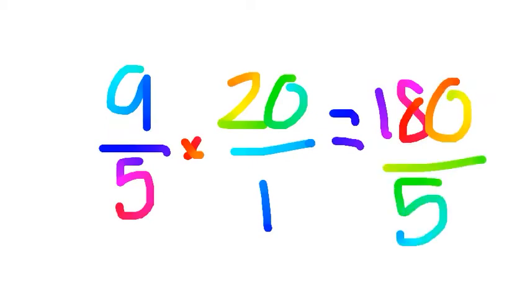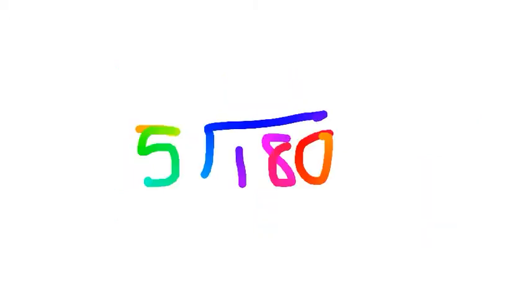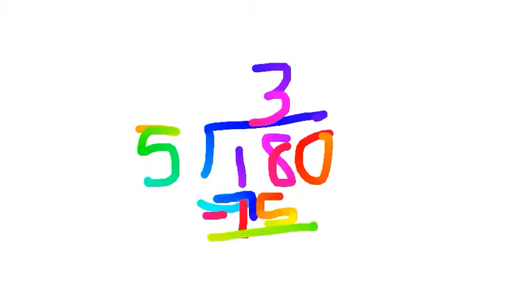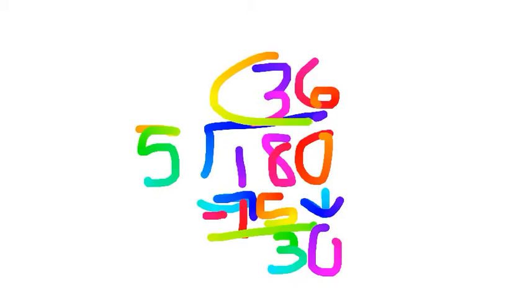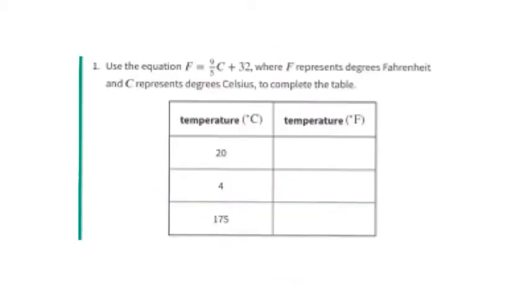What I can do here is just reduce this fraction. To reduce that fraction, I'm going to divide 180 by 5. 5 goes into 18 3 times. 3 times 5 is equal to 15. 18 minus 15 is equal to 3. And 5 goes into 30 6 times. We have an even answer. So I'm done with that first part of the equation.